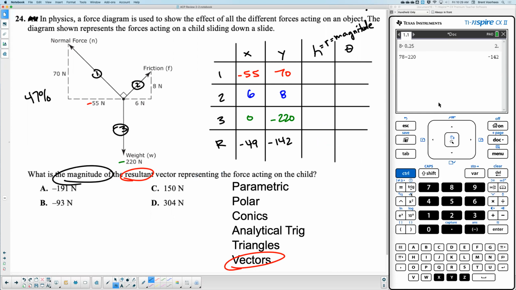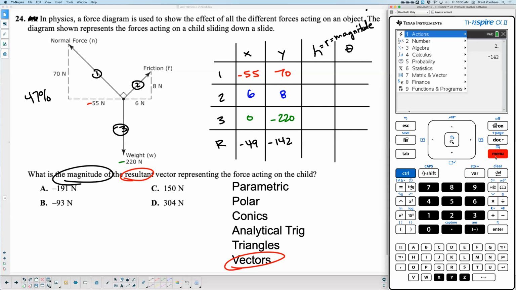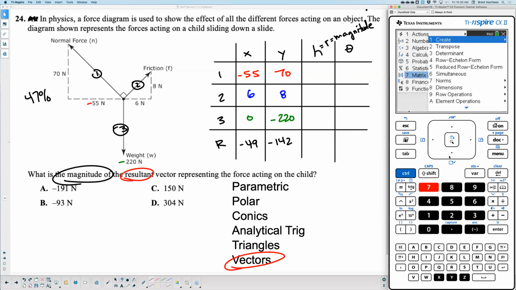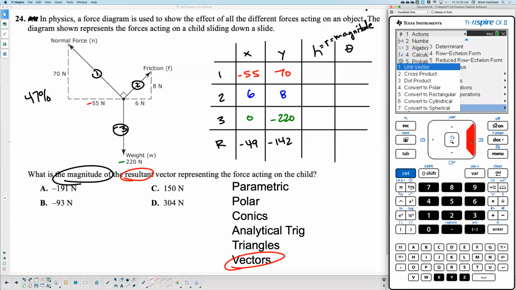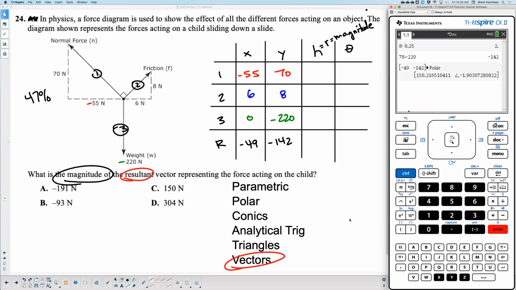We need to find that out. How do I get that in the calculator after doing a bracket? Negative 49, comma, negative 142. How do we make the calculator change an X and Y to an H and theta? Menu. Which one says vector? 7. And look for vector again. And which one says polar? 4. And you hit enter. This gives you the H and theta.